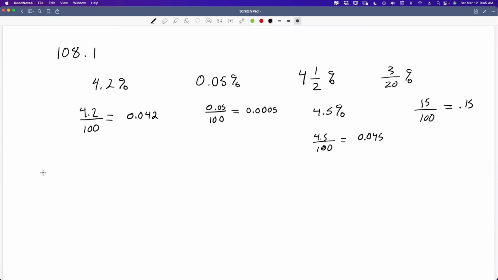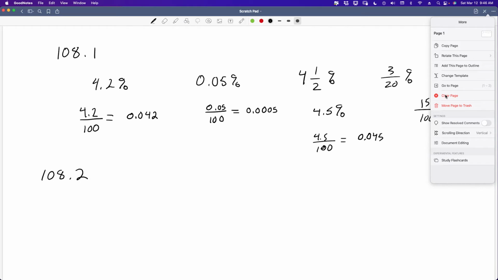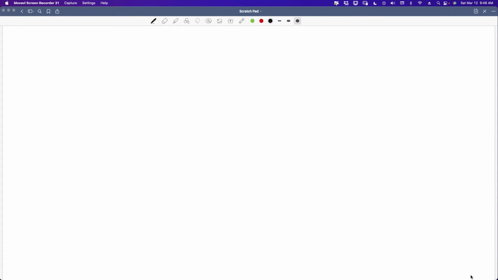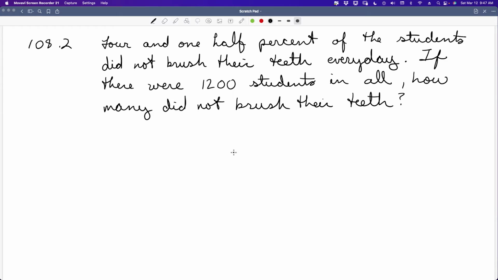Let's look at another one. Let's look at 108.2 and see what we can do with those numbers. So actually, I think what I'm going to have to do is write this up here, because 108.2 is a word problem. So let me write that for us. All right. 108.2 says 4.5% of students did not brush their teeth every day. If there were 1,200 students in all, how many did not brush their teeth? Oh, goodness. Brush your teeth, kids. You're going to get cavities.